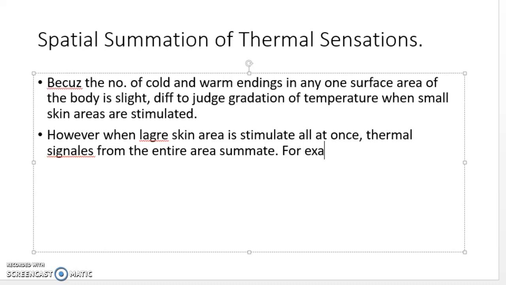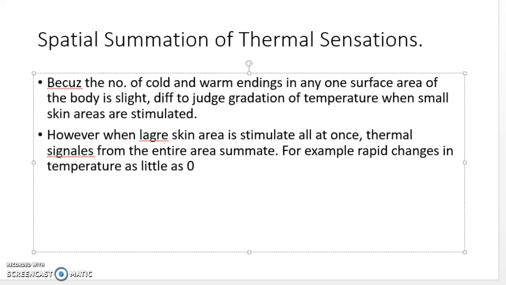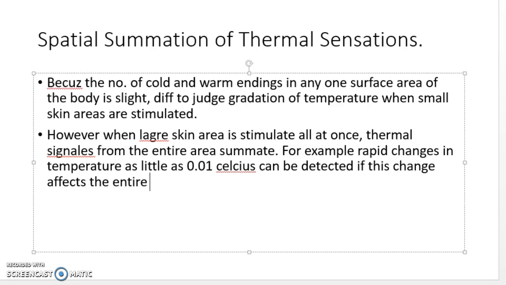For example, rapid changes in temperature as little as 0.01 Celsius can be detected if this change affects the entire surface of the body simultaneously.